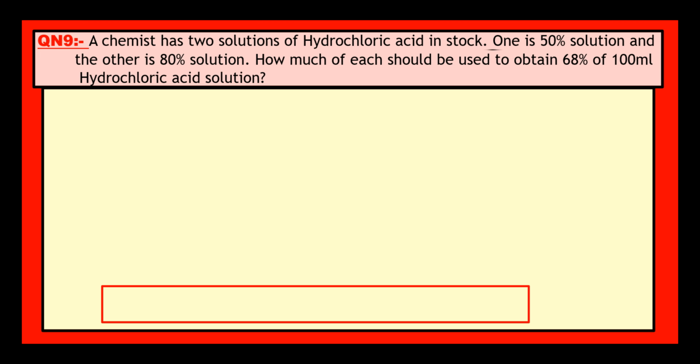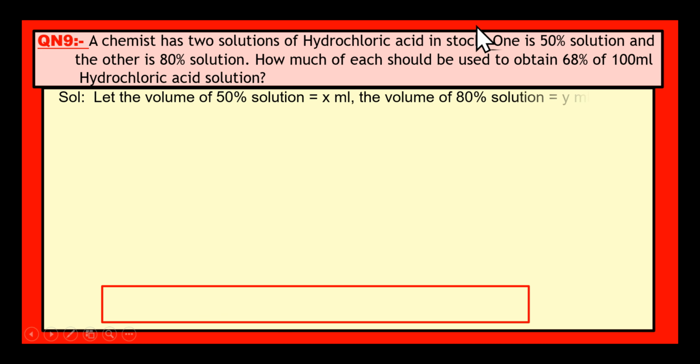I shall repeat. A chemist has two solutions of hydrochloric acid in stock. One is 50% solution and the other is 80% solution. How much of each should be used to obtain 68% of 100 ml hydrochloric acid?